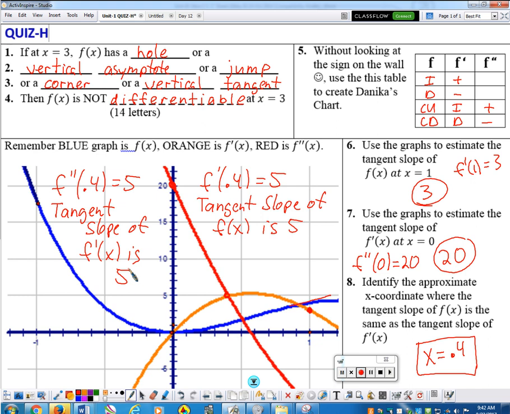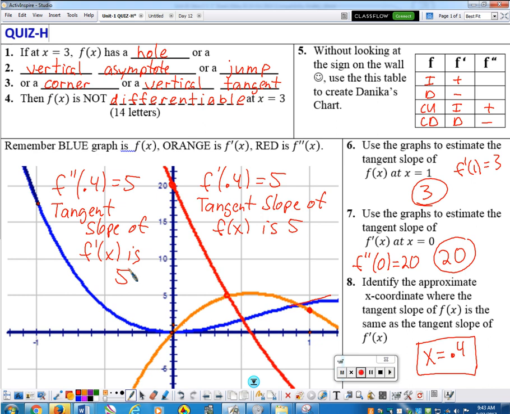A function is concave up. So write this down. A function is concave up when the tangent slopes of that function point by point. So like you're looking at a tangent slope followed by another tangent slope followed by another tangent slope. So a function is concave up when the tangent slopes of that function point by point are increasing. That's the definition of the word concave up.